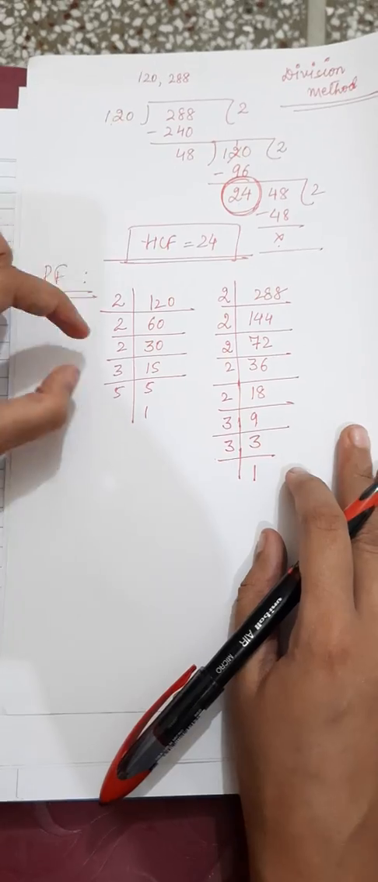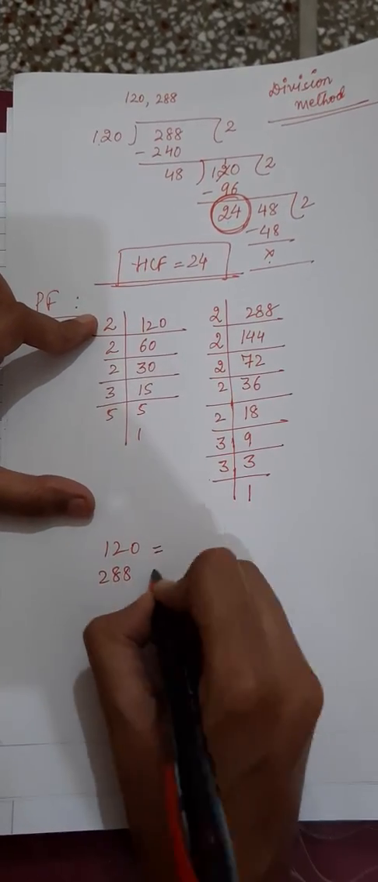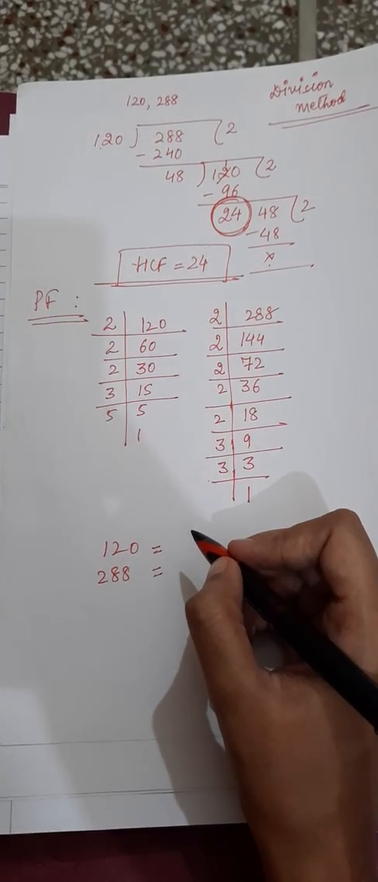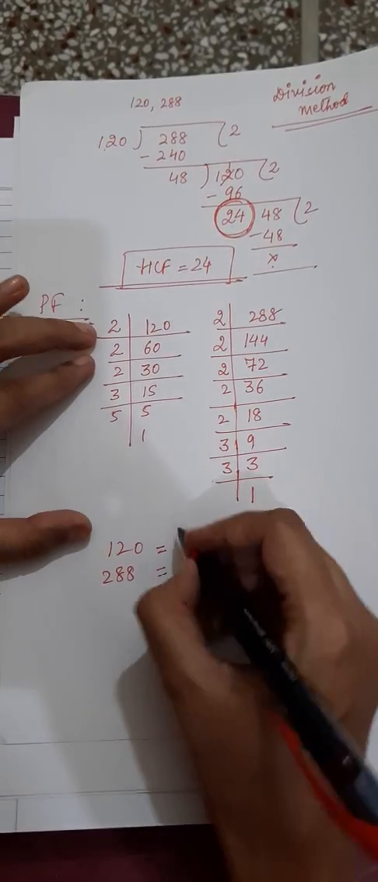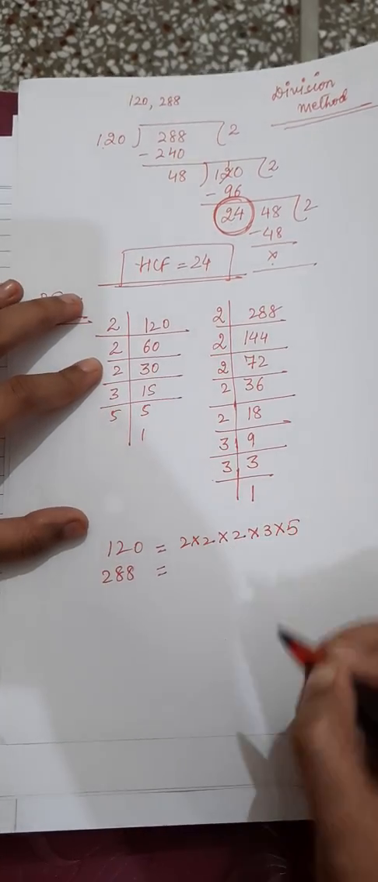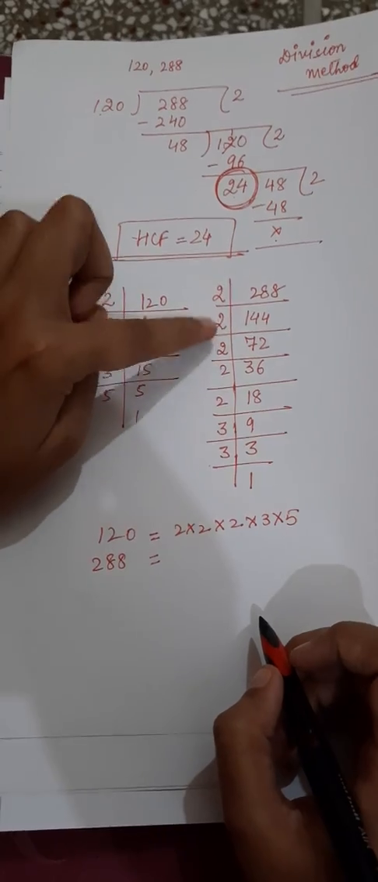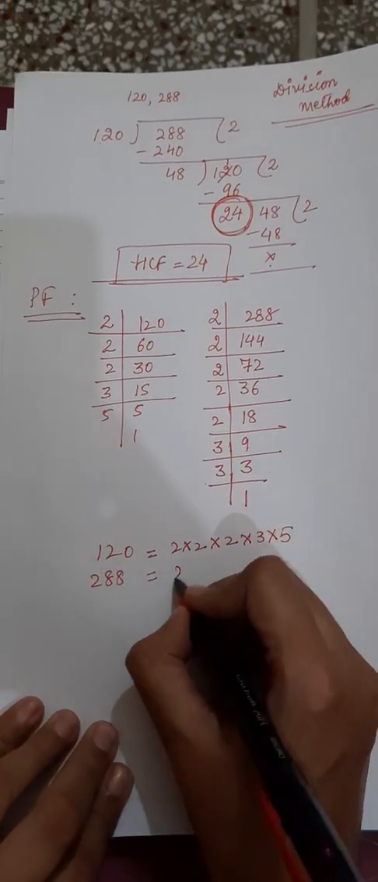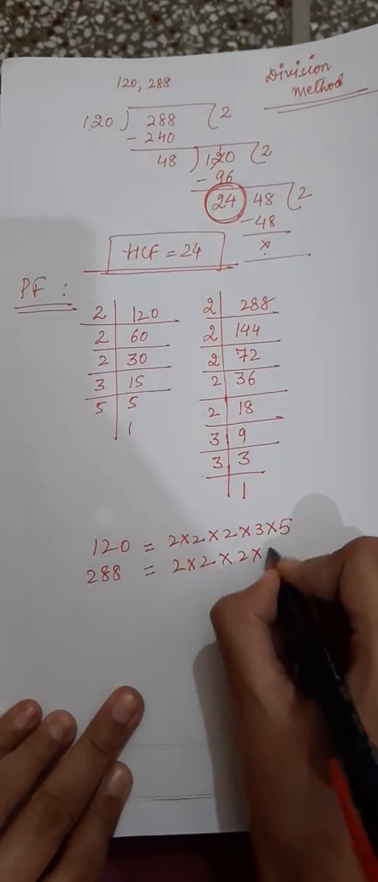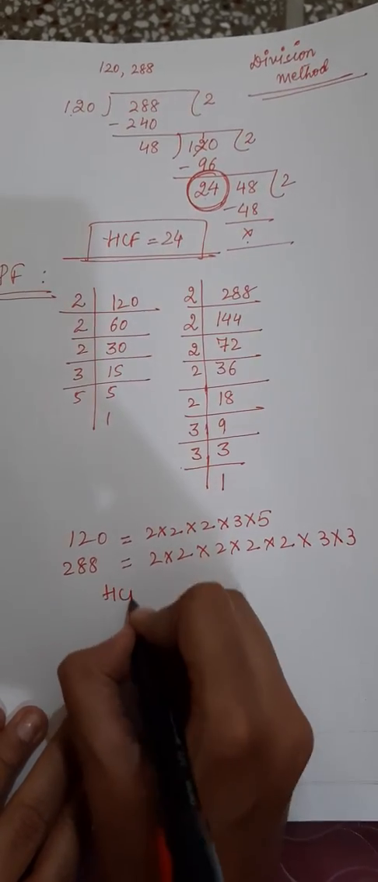Now let us write all the factors of 120 and 288, the same method which we had been doing in exercise 4.5. 2 into 2 into 2 into 3 into 5. Right? Now 288 factors are 1, 2, 3, 4, 5. 2 is there 5 times, so I am going to write here 2 5 times, into 3 into 3. Now let us write the HCF.